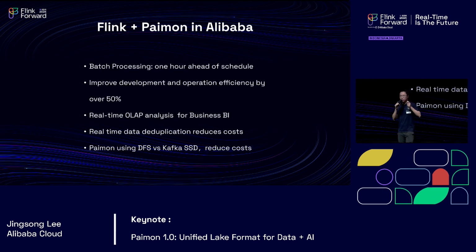So after we did the migration, these are the benefits of Flink and Paimon in Alibaba. For batch processing, the first table has been changed from batch to streaming, so we achieved latency reduced by 1 hour. Development and operation efficiency improved by over 50%. All tables can support real-time OLAP analysis for business BI. We also introduced real-time data deduplication, which can greatly reduce cost. The last one is that Paimon uses DFS and object stores, something like S3, OSS, and SSD, which can greatly reduce cost.